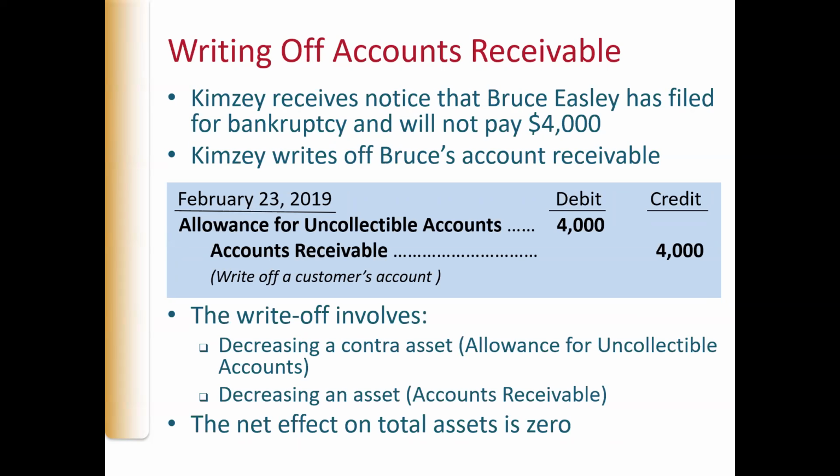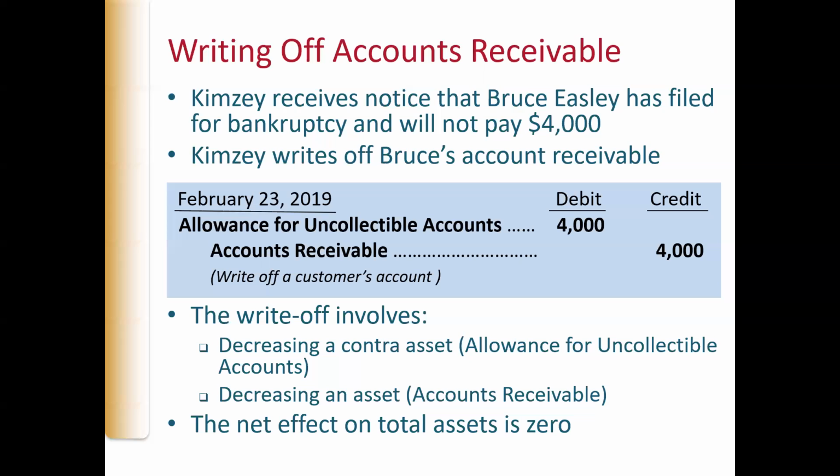The write-off decreases the contra account and it decreases the asset. But guys, ultimately the net effect is zero. We made it happen when we determined how much we needed to allocate for the allowance. And that's when we did our debit to bad debt expense, our credit to the allowance for uncollectible accounts. That's when we made the adjustment.